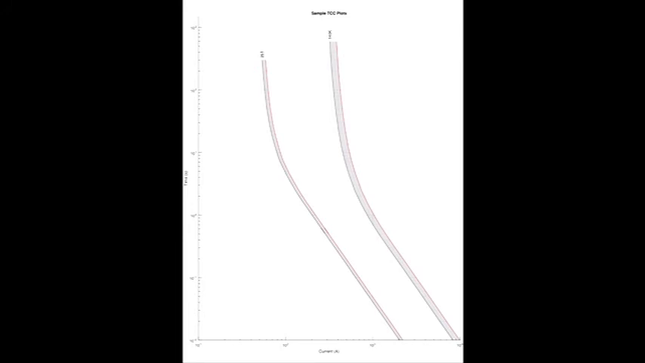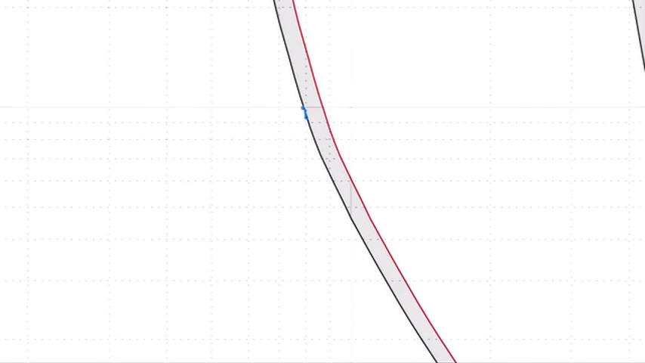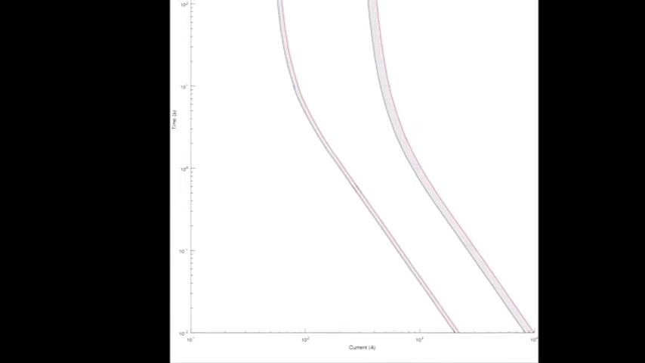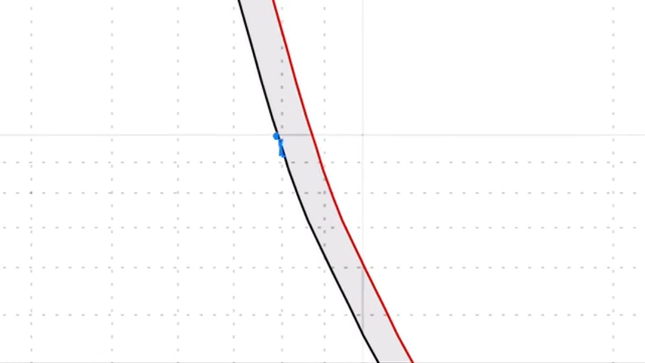For our 25T fuse, how many amps before it operates at 10 seconds? Find our 10-second marker, follow it over, and we'll work off the black line today. So we are between 10 and 100. So we zoom in here.